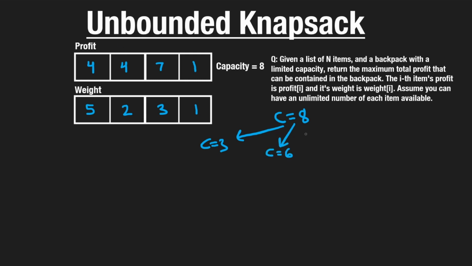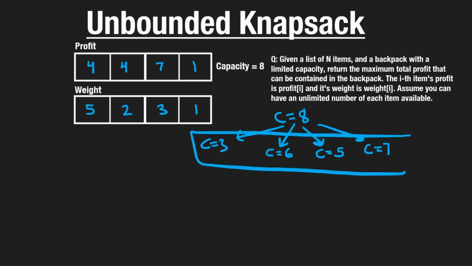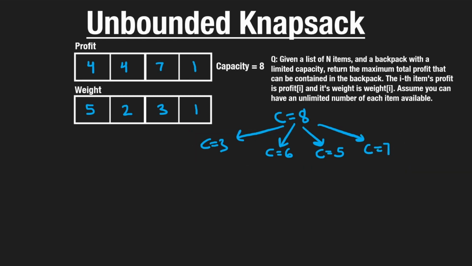Sorry about that. I keep getting the capacity and weights confused. We can also choose the third item. We'll have a capacity of 5 left. If we choose the last item, we'll have a capacity of 7. So we're not actually skipping any of these, which maybe is more intuitive for you.